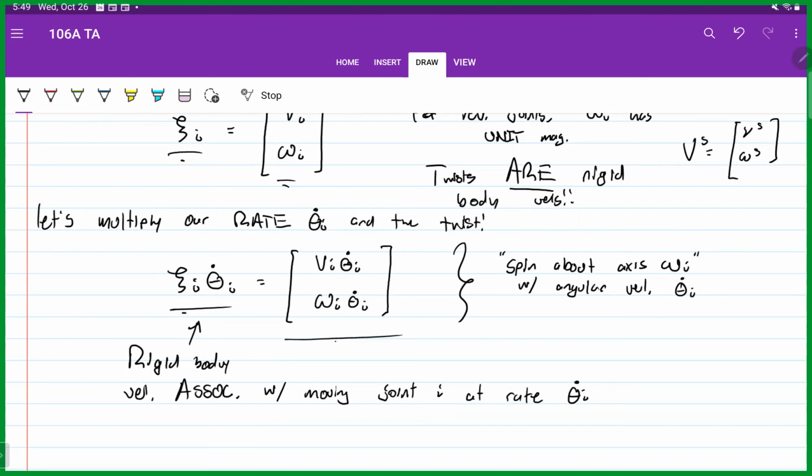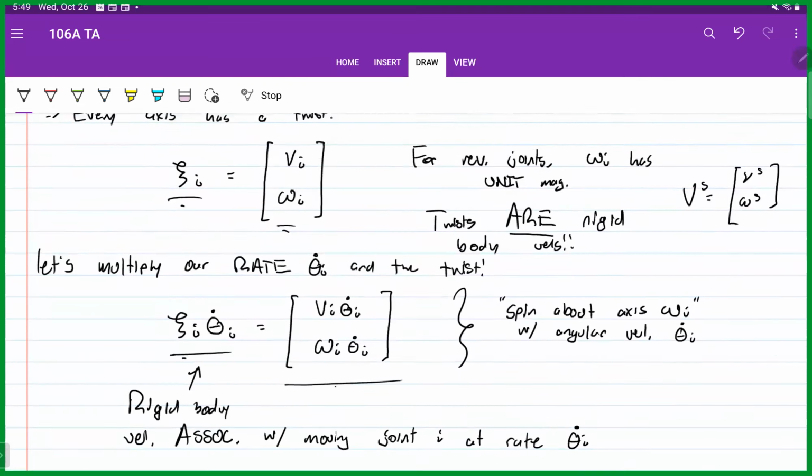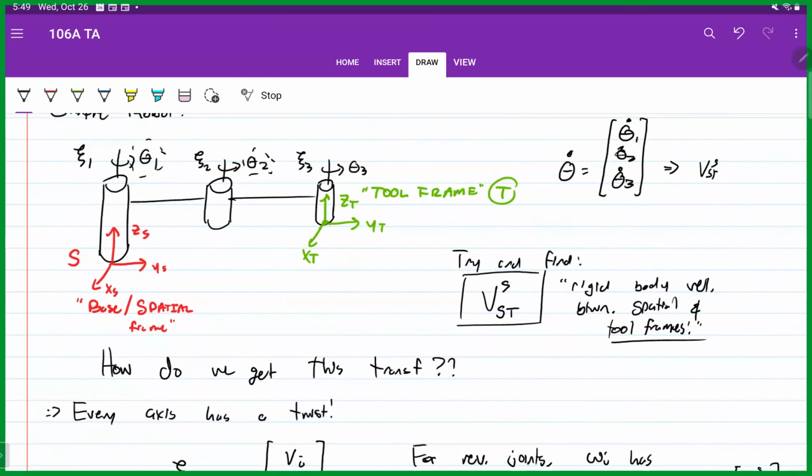Okay. So if I go back up to my picture from earlier and I say, okay, I'm going to spin theta 1 with theta 1 dot, all I need to do is take my twist xi1 and multiply it by that rate. That's going to give me the rigid body velocity associated with moving joint 1. All right. Same thing for joint 2. I take theta 2 dot, I multiply it by xi2. We get the rigid body velocity associated with moving joint 2. Okay.